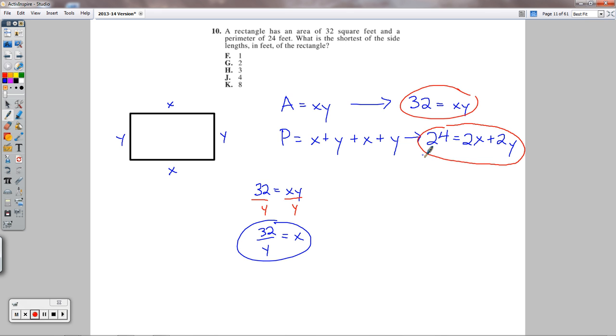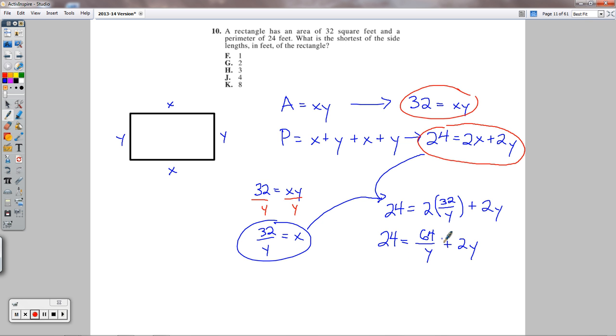Now I'm going to take that along with this equation and plug that in for X. So 24 equals 2 times 32 over Y plus 2Y. This will allow me to solve for Y, and then in turn I can plug that back in to solve for X. So 24 would equal 64 over Y plus 2Y. At this point I need to get Y by itself. I'm going to multiply everything by Y here, which will get rid of the divided by Y part.